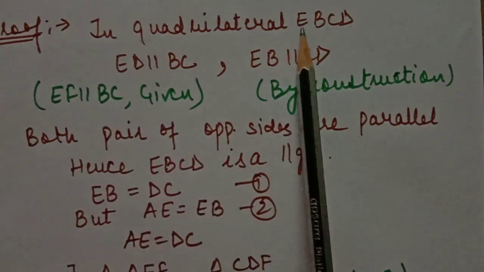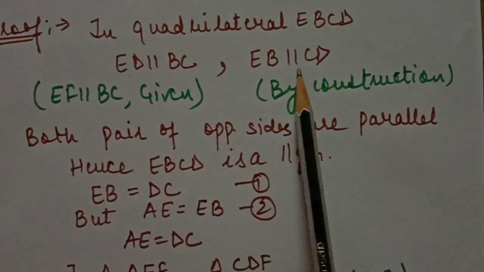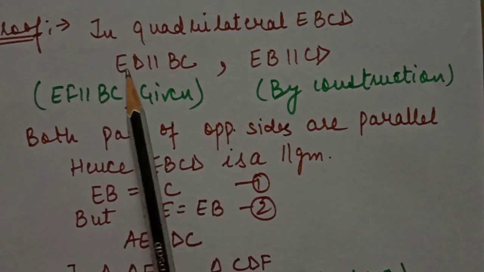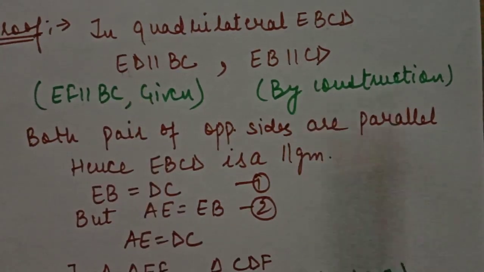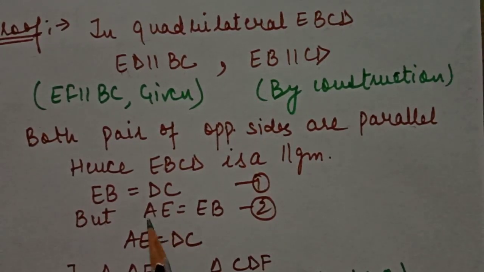In quadrilateral EBCD, ED is parallel to BC and EB is also parallel to CD, because EF is parallel to BC as given and this is parallel by construction. Both pairs of opposite sides are parallel, hence EBCD is a parallelogram. So the remaining sides are equal also. EB is equal to DC, equation number 1. But it is given that AE and EB are equal because E is the midpoint of AB, equation 2. So from equations 1 and 2, AE and DC are equal to each other.